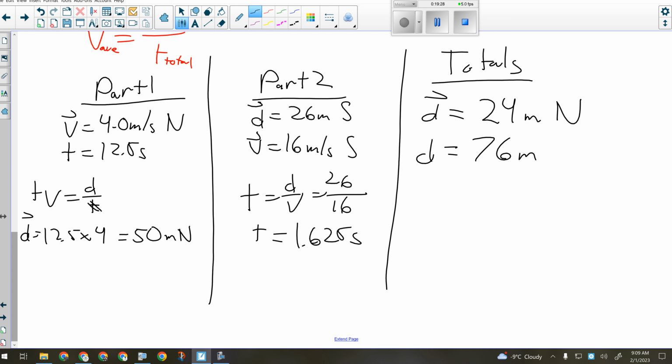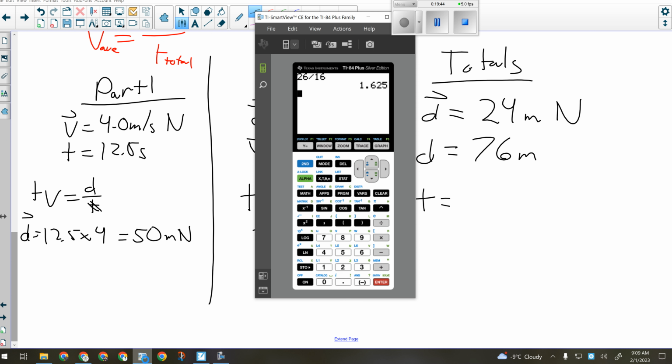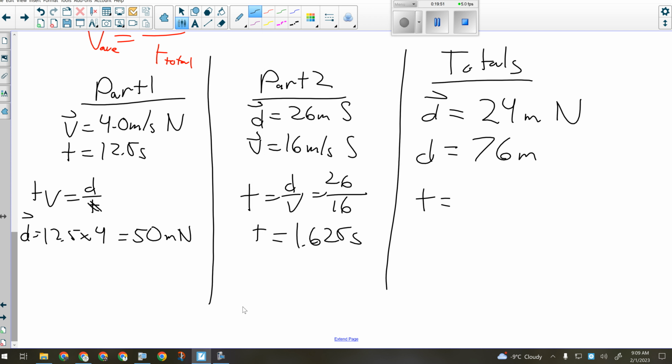All right, and I need to get my total time, so 12.5 plus 1.625 is going to be 14.125. I shouldn't do math in my head. Or maybe I should. I probably just got lucky today. Okay, 14.125.